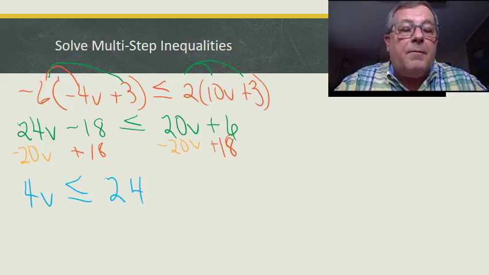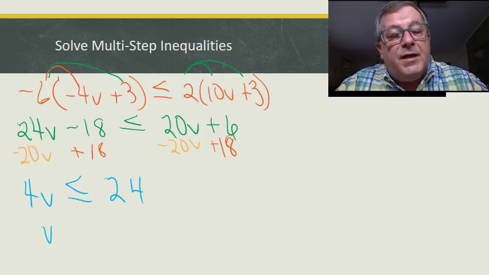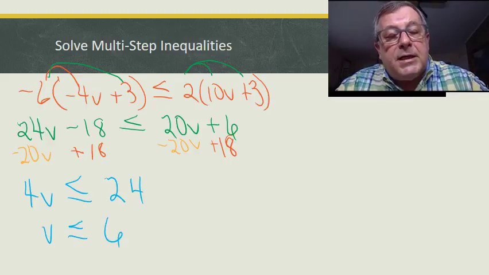All right, so now I'm finally ready to finish this off and isolate this variable v by dividing 4 on both sides. And I've got v, and 4 was a positive, so I don't have to flip or change my inequality. v is less than or equal to 6.